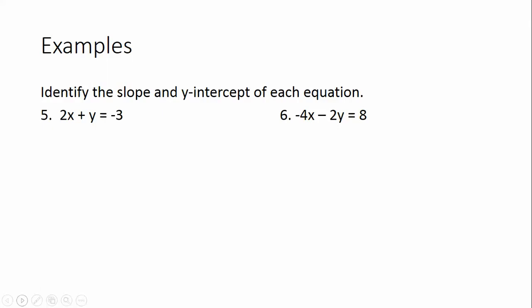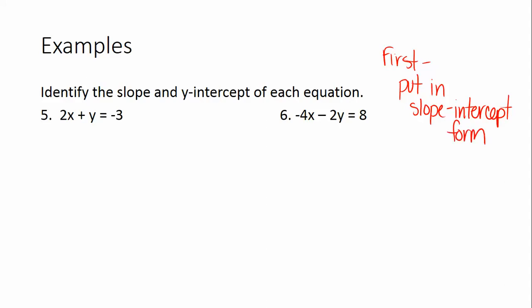Next we're going to look at 5 and 6, and these are a little different because they aren't already in slope-intercept form. So the first thing you have to do is put it in slope-intercept form. Remember that's y equals mx plus b. When we have something in slope-intercept form, we have the y by itself with no coefficient in front of it, and on the right side of the equal sign we have the x term followed by our constant, which is our y-intercept.